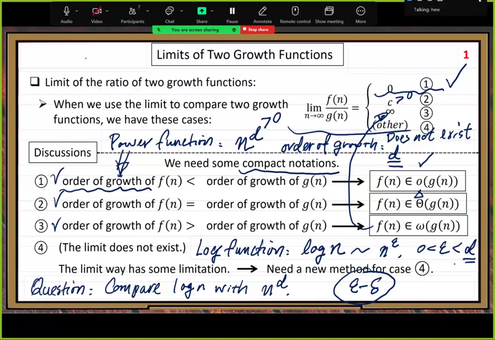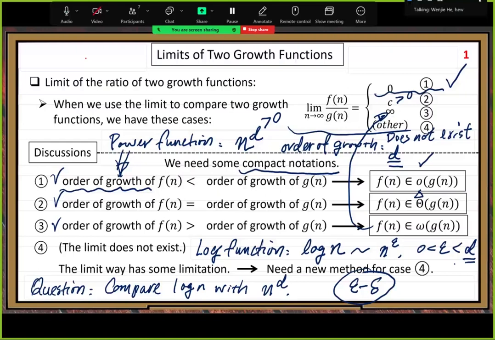Here, if you really want to connect the log function with a power function, it should be n to the epsilon. That epsilon is, first, a positive number. Second, it is smaller than any particular positive number. No matter what d is, if this d is 0.0001001, this epsilon is still less than that. That's the epsilon. So we borrowed that abstract, very special property.